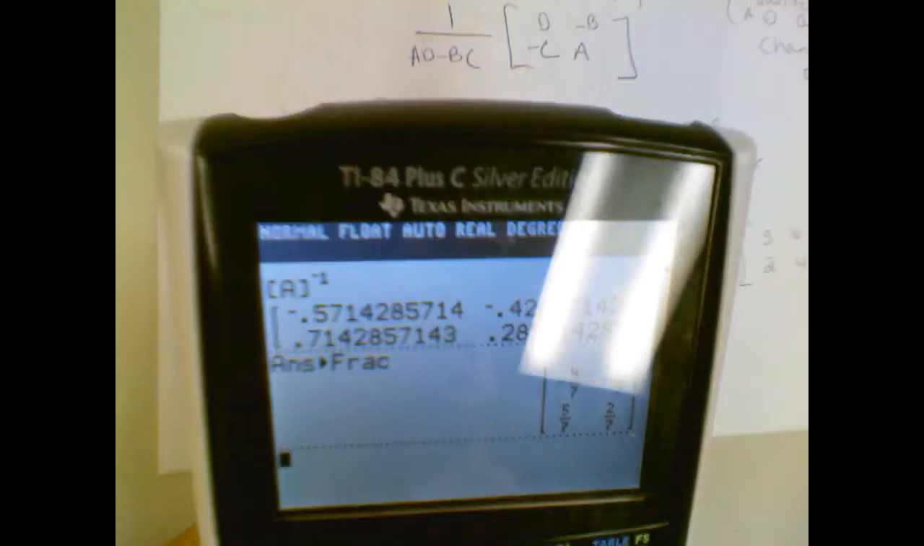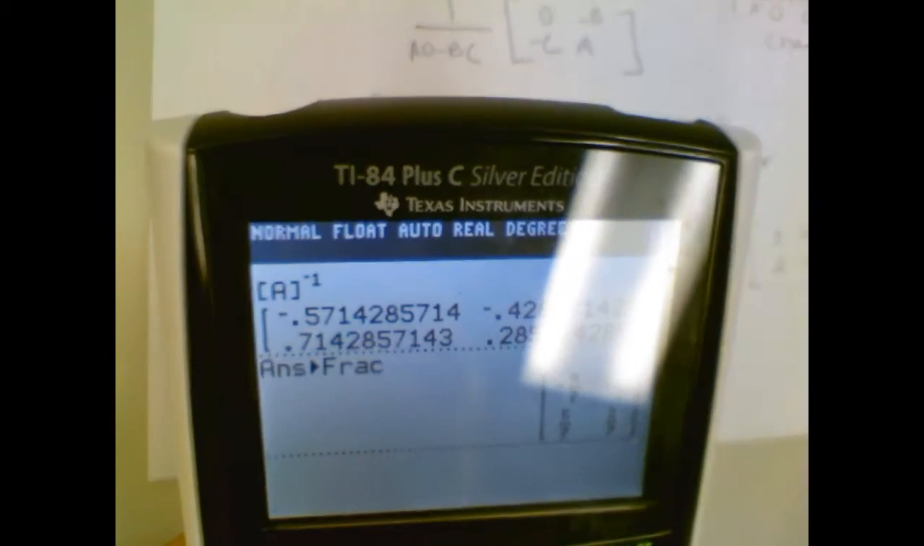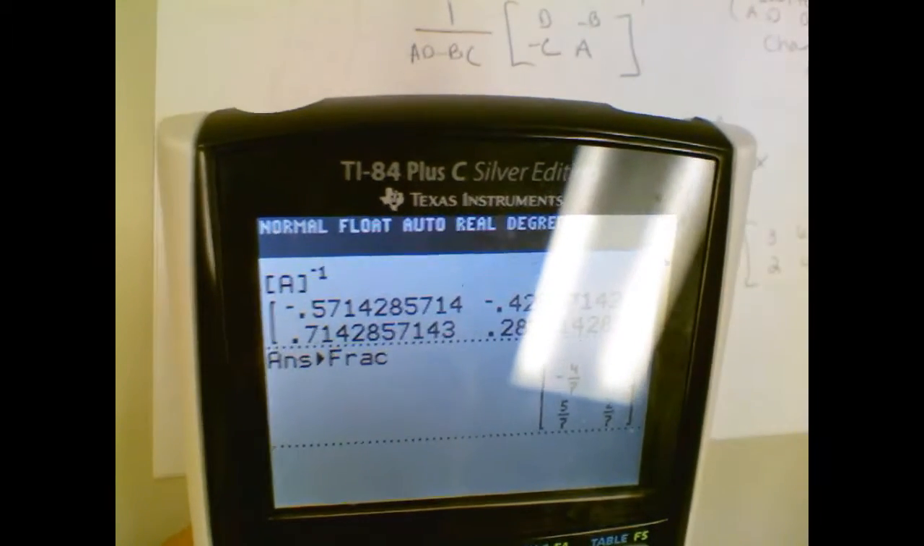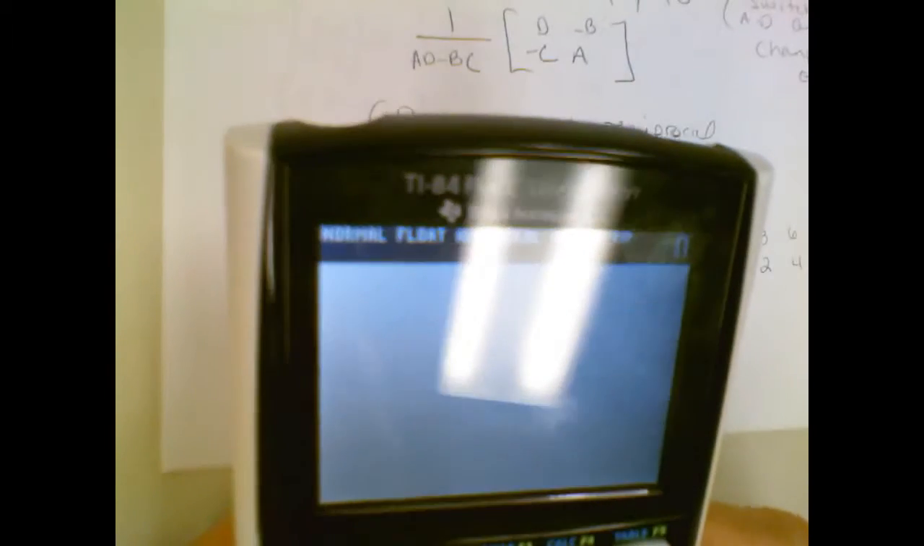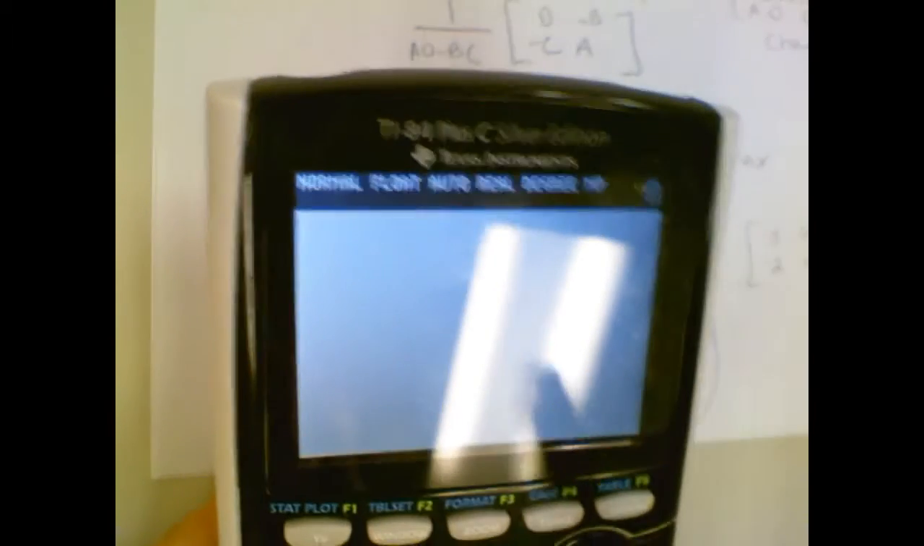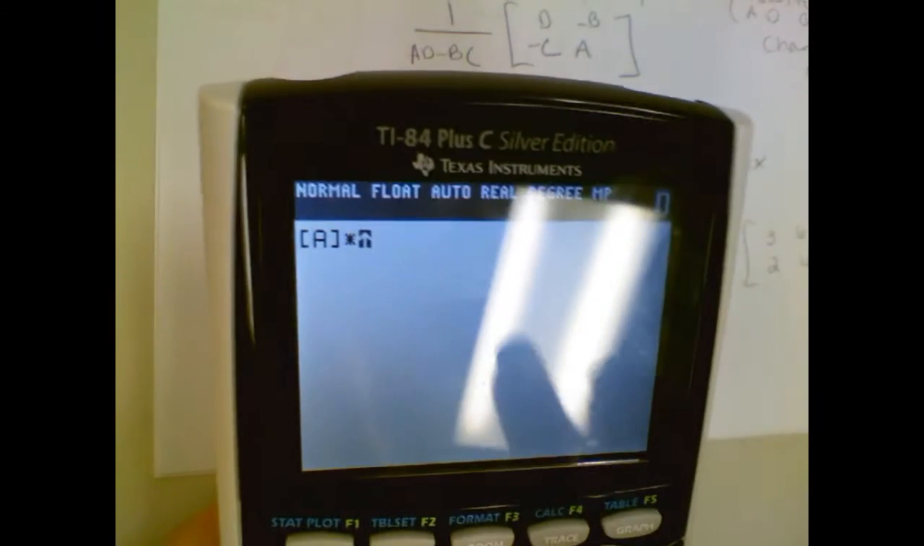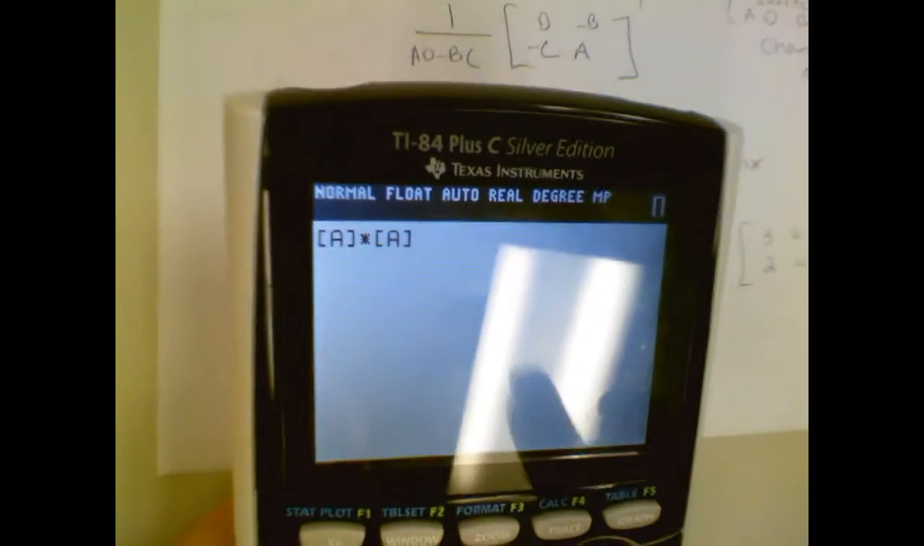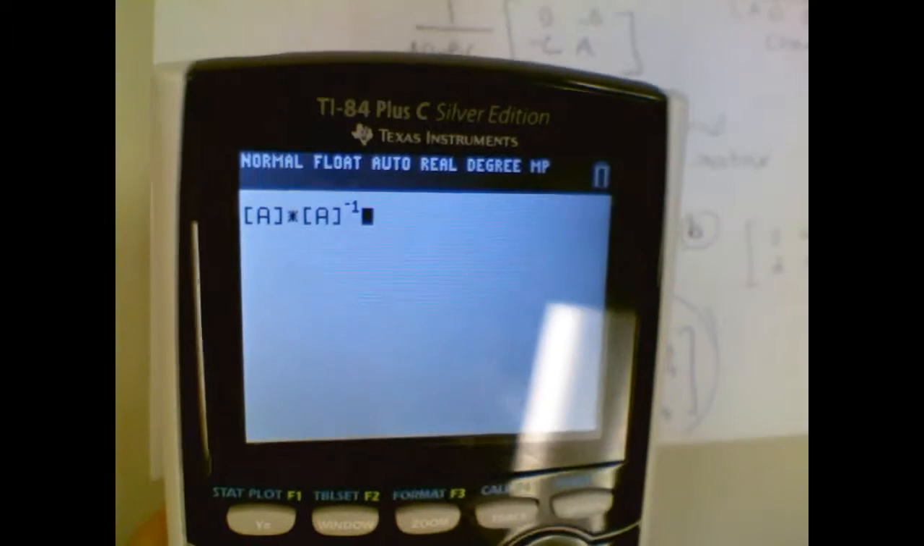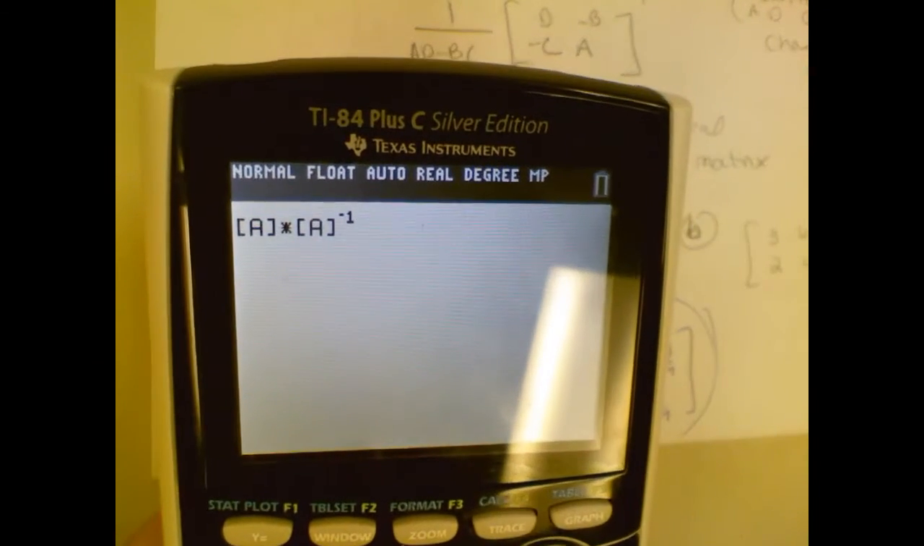Now, remember what I said before? If you took the original one times the inverse, you should get diagonal ones. Watch. I'm going to clear all this out. I'm going to do second matrix 1. There's A, times second matrix 1 inverse. So I'm multiplying matrix A by matrix A's inverse.